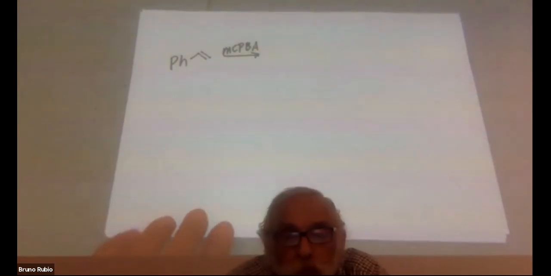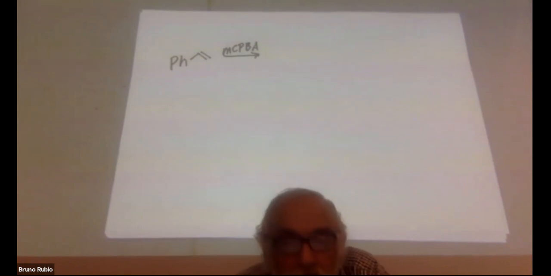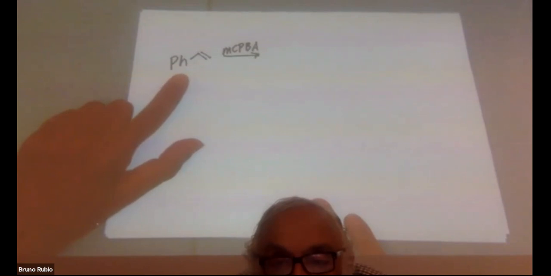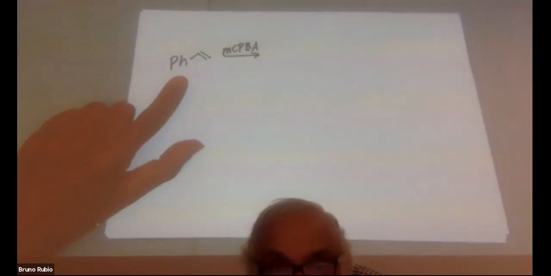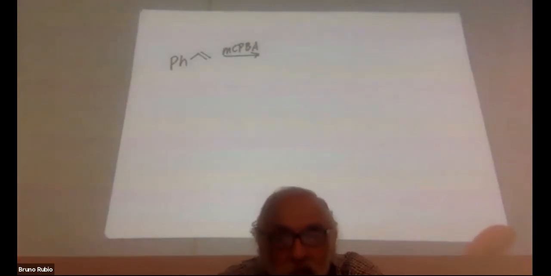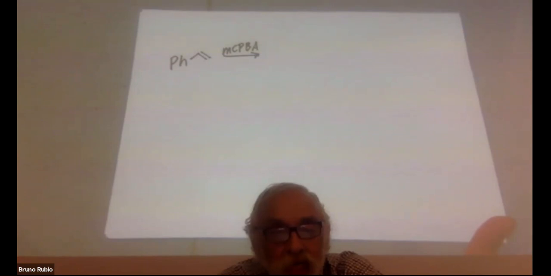Okay, so let's predict the product of this reaction here. Draw the structure of the product. All right. So what's going to happen here? MCPBA, that's the most popular peroxy acid. Tell me, does this alkene have a more hindered side and a less hindered side? Is it more difficult to approach from the front or from the back? It doesn't have a more hindered side or a less hindered side.